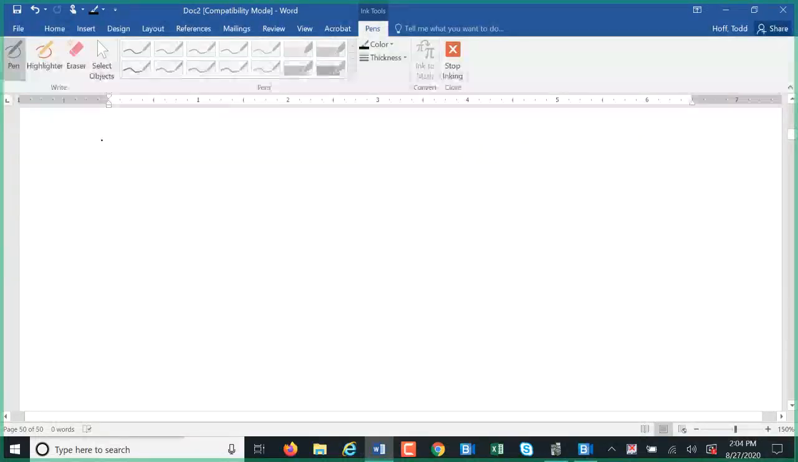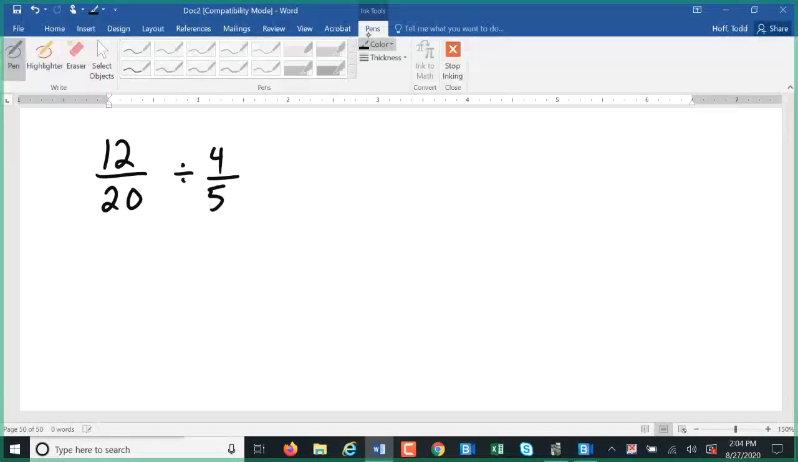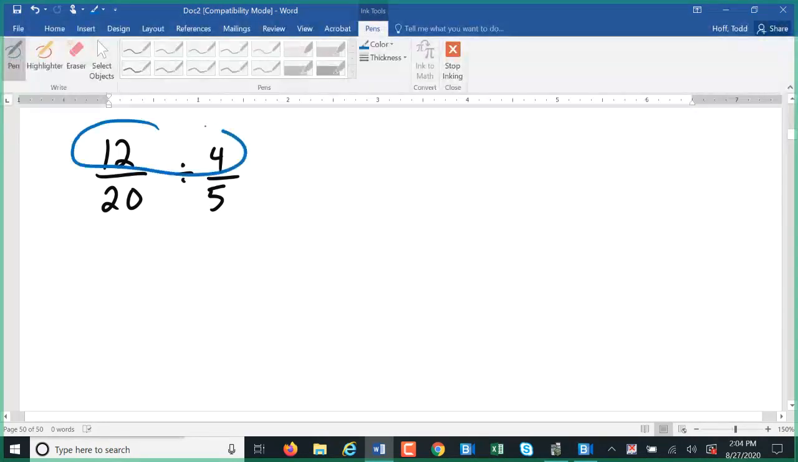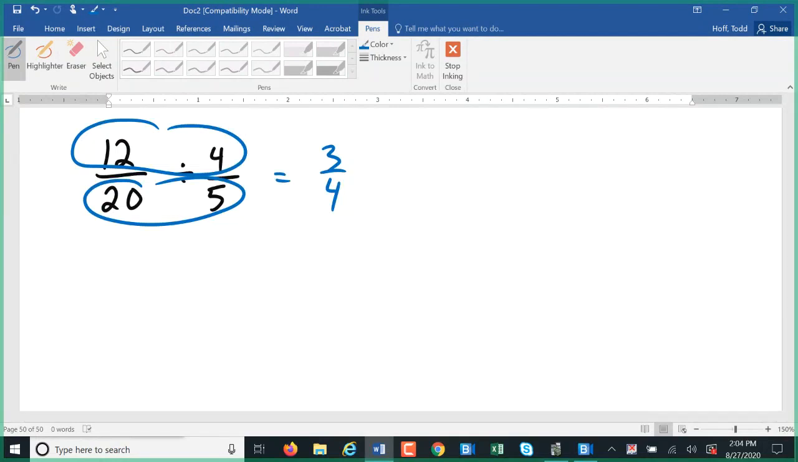We said that division follows the same rules as multiplication. And when we multiplied, we just multiplied straight across. Numerator times numerator, denominator times denominator. So does that mean that I can just do division? 12 divided by 4 is 3. And 20 divided by 5 is 4. Is that the correct answer? No. It actually is. Would that work every time?